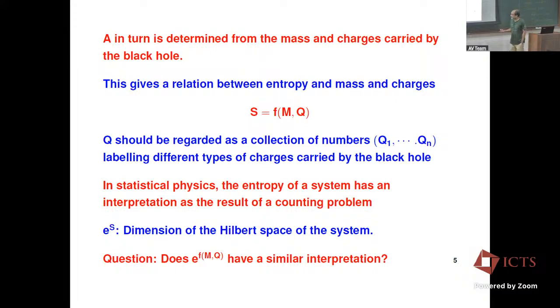And here is a central question that we would like to answer in black hole physics. In statistical physics, when you have a box of gas, for example, where you apply thermodynamics, the entropy of a system has an interpretation as a result of a counting problem. In particular, e to the S counts the dimension of the Hilbert space of the system. This I'll make more precise later. It's a Hilbert space with some qualification. But this leads to the question: does the entropy of the black hole, which is e to the S, also have a similar interpretation? Does it count the dimension of some Hilbert space?